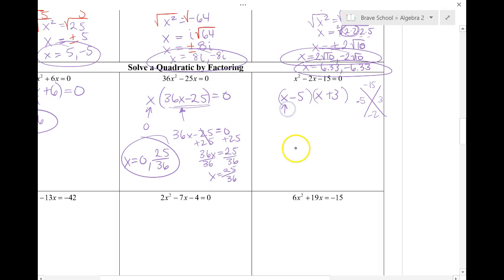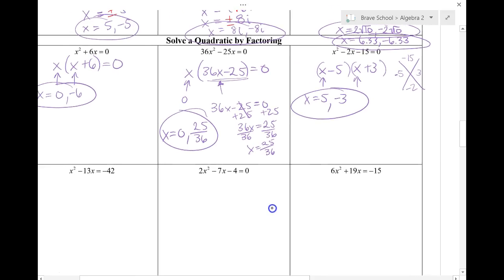Now, what number do we have to plug in here to make a 0? 5, because 5 minus 5 is 0. What number do we have to plug in here to make it 0? Negative 3, because negative 3 plus 3 equals 0. And there are our solutions, our roots, also the x-intercepts. Alright, now let's go on to this one down here.